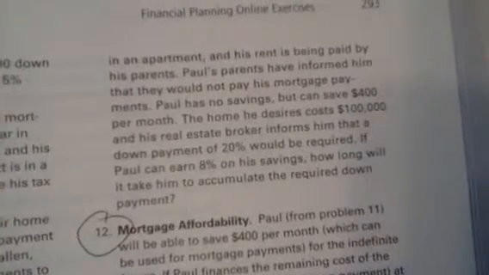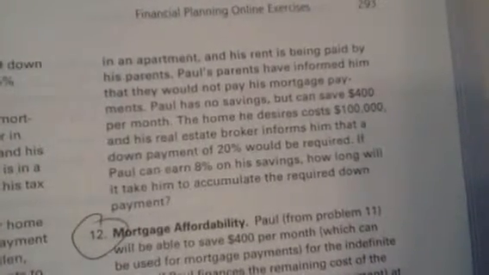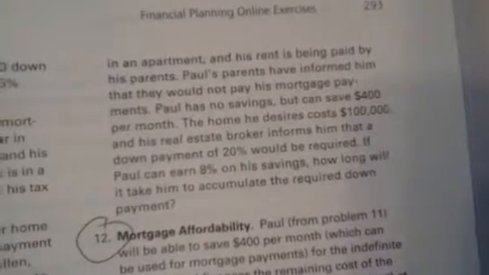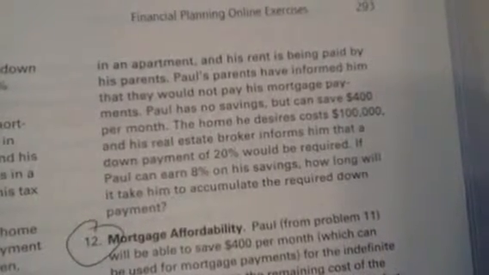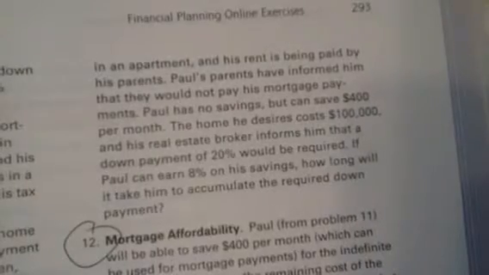The home he desires costs $100,000, and his broker informs him a down payment of 20% would be required. If Paul can earn 8% on his savings, how long will it take him to accumulate the required down payment?